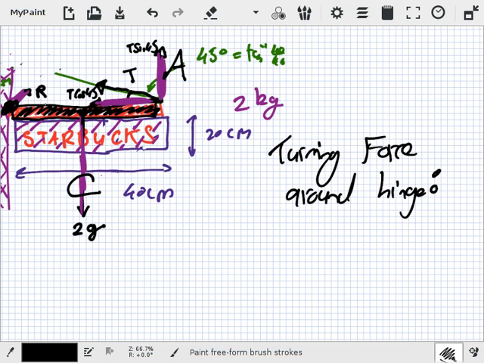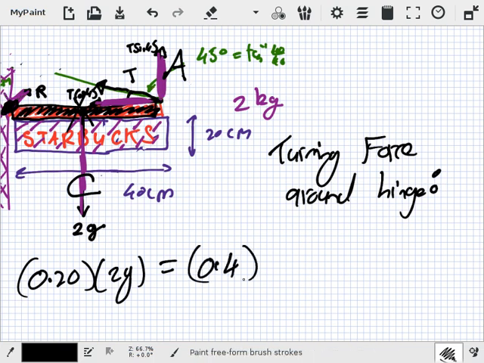Alright, so let's start with the first one. What's the distance from the hinge to this point? Here to here, what's that? What's the distance? 20 centimeters. And what's the force? 2G. This one here. Yeah? Now, that should equal the anti-clockwise. So what's the distance from here to here? 40. And the force? Yeah, so what would it be? T sine 45. Can you see? T sine 45. It's this one here. Yeah? Can I get the T?